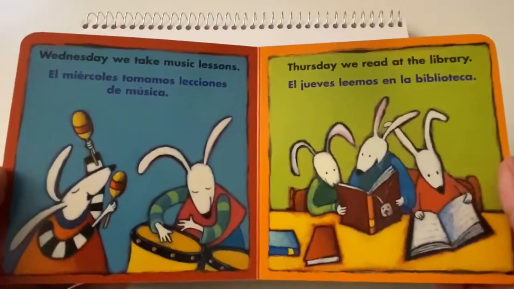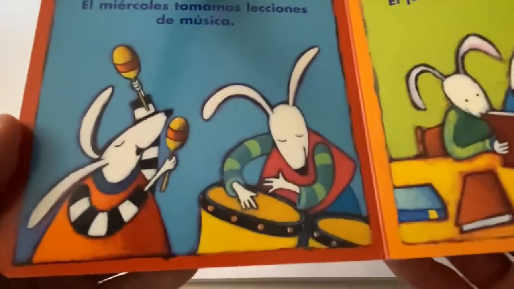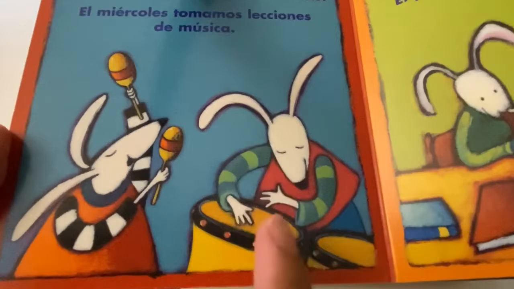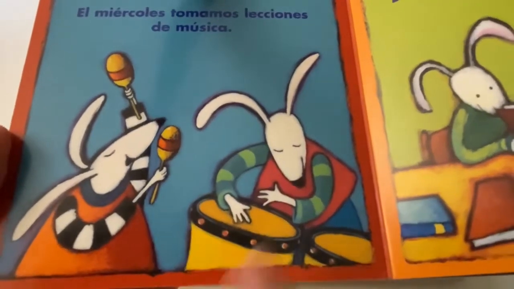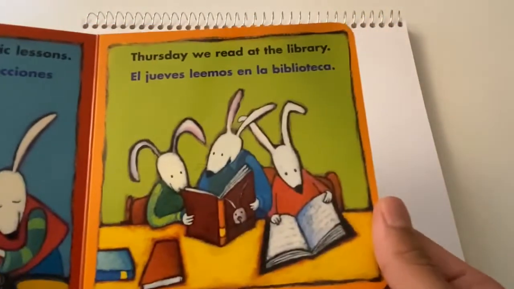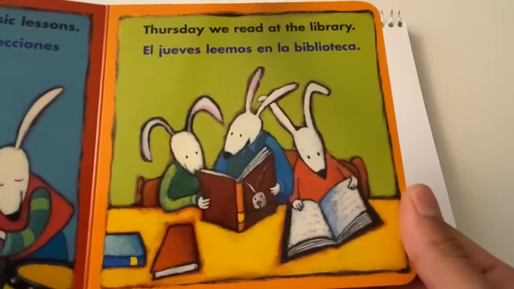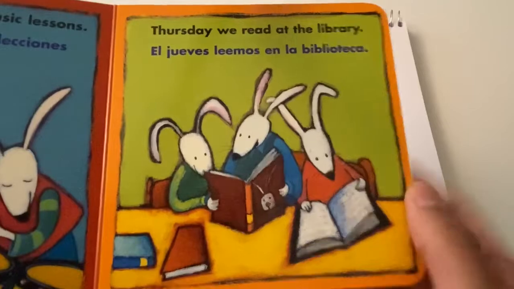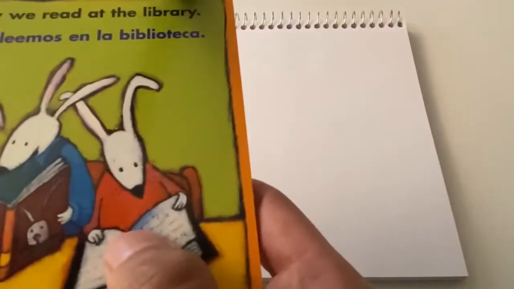Wednesday, we take music lessons. Let's look on the music page. Do we see any circles? All right, there's a circle right there, and there's little circles on the black rim. Thursday, we read at the library. Do we see any circles or squares? I don't, but if you do, point them out. Ooh, maybe the eyes of the bunnies can be the circles.